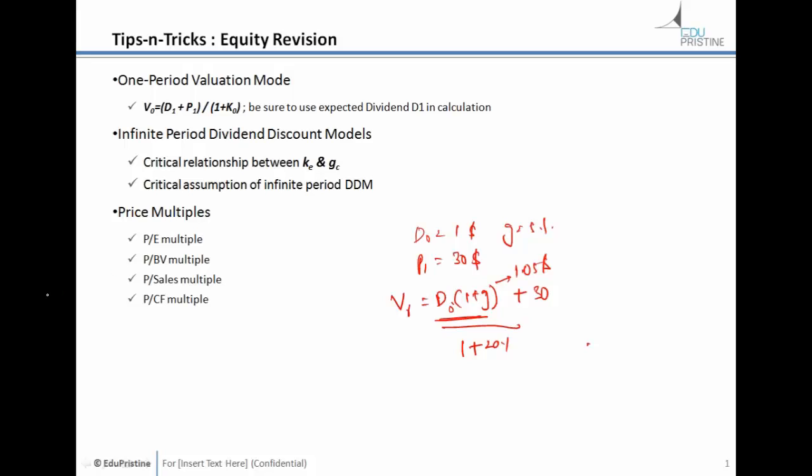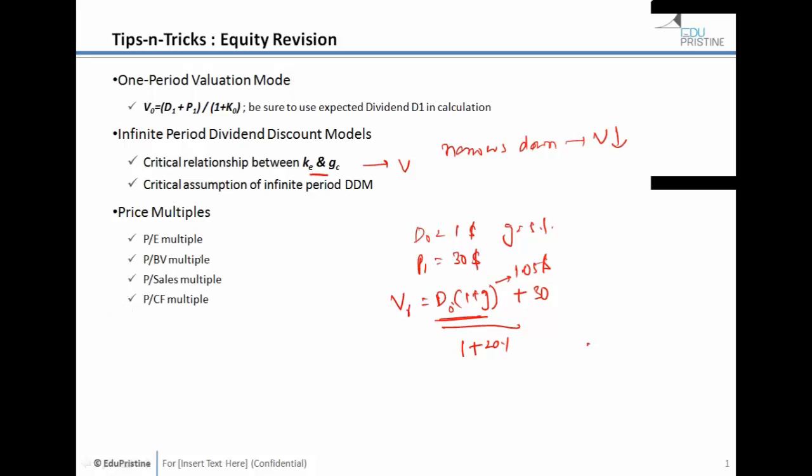Now, there is a critical relationship between the cost of equity and the dividend growth rate. The higher the difference between these two, the higher the value of the equity. As the gap narrows down, the value of equity will tend to fall. Now, one of the critical assumptions of the infinite period dividend discount model is that the cost of equity is greater than the growth rate. We cannot have a case where the cost of equity is less than the dividend growth rate. If that is the case, then we may not be able to use this model for valuation.